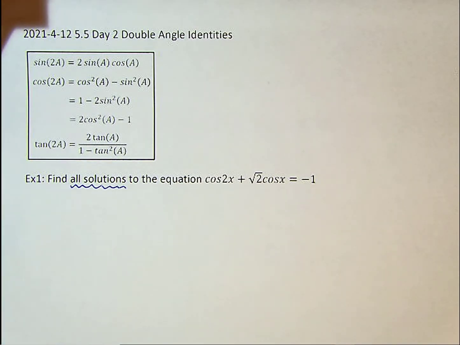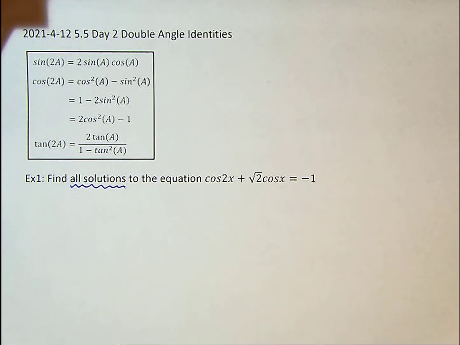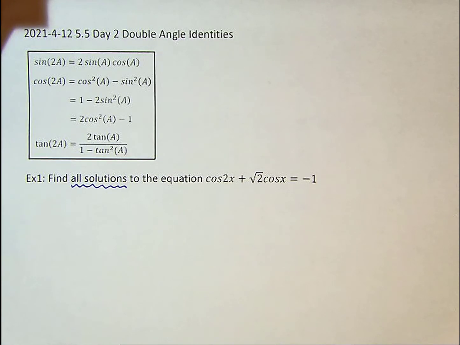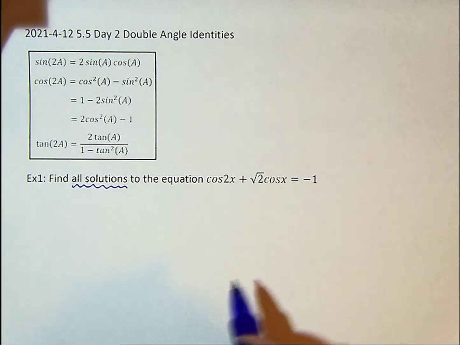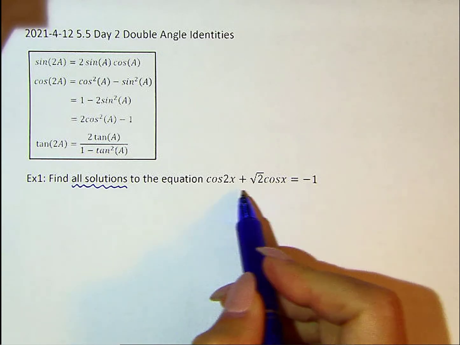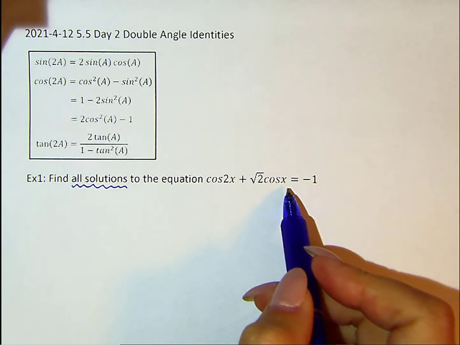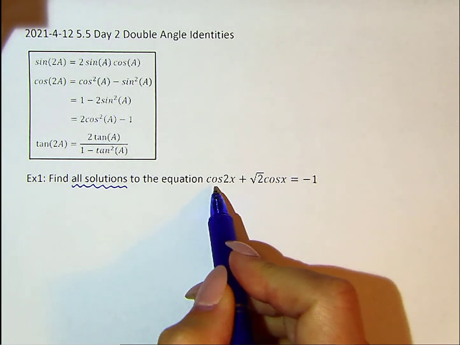So since we're asked for all solutions, we're going to be using that notation of plus 2 pi k, where k is an element of integers. And just keep that in the back of your mind. We look at the question and we know eventually we're going to be solving for x. We have a double angle right here.